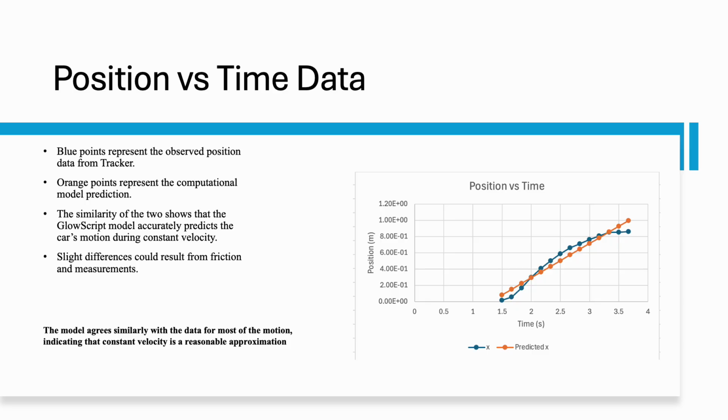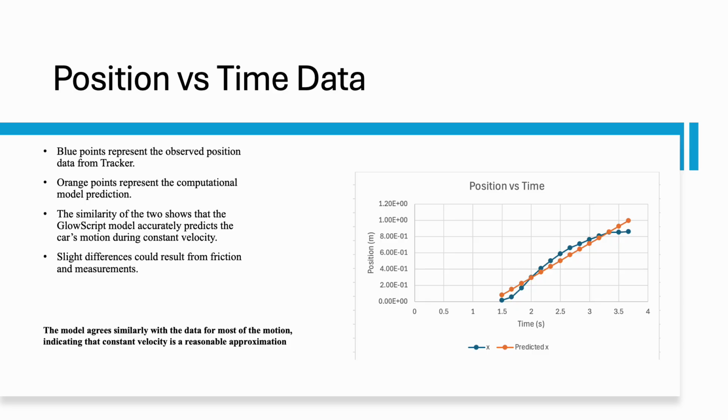Position versus time data. This graph compares the experimental data from Tracker with the predictions generated by the GlowScript model. The blue points represent the observed position data collected from the video analysis, and the orange points represent the positions predicted by the computational model from GlowScript. Overall, the two data sets show very similar trends. This indicates that the computational model accurately predicted the toy car's motion during the constant velocity portion of the experiment.